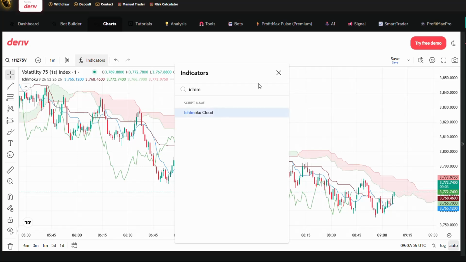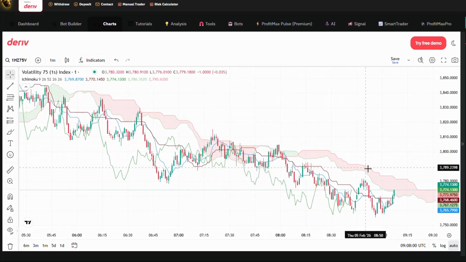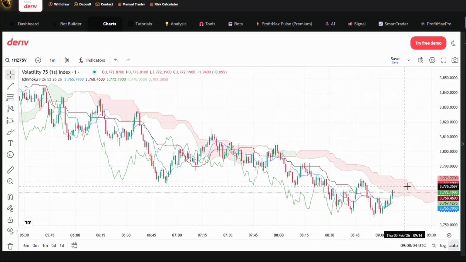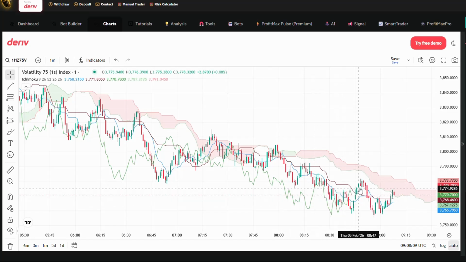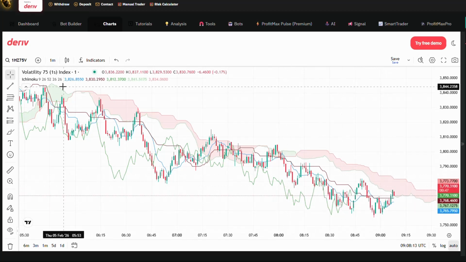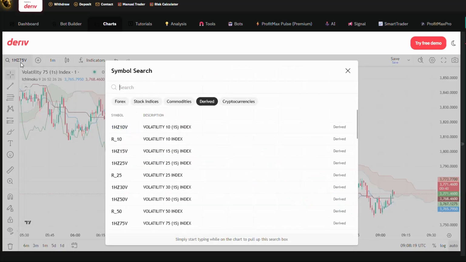The Ichimoku Cloud, that one. You can see that cloud, and currently the market is actually entering that cloud. So this is not a good market to trade. You can see the market was falling, it rose, and now it's entering the cloud. So we cannot enter volatility 75 1s because it is already touching and about to enter the cloud.